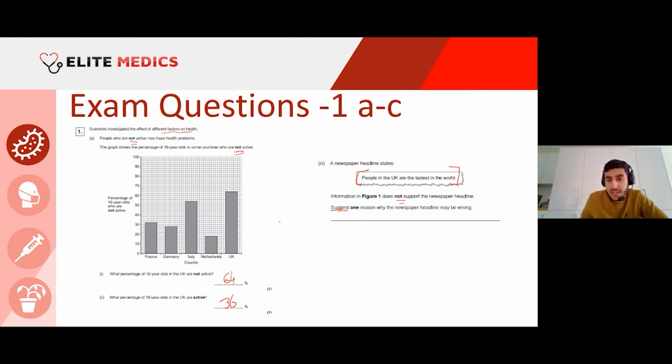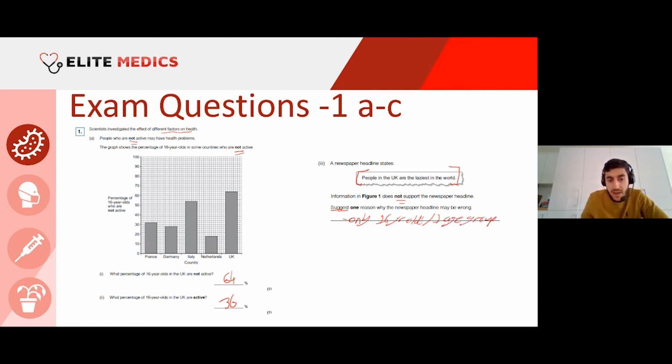So what I'd be thinking is something like, it's saying people in the UK are the laziest in the world. This graph is only about 16-year-olds. It doesn't consider all the other age groups. So you can't necessarily say that all people in the UK are lazy because it's only about 16-year-olds. So you can say maybe only 16-year-olds, one age group.